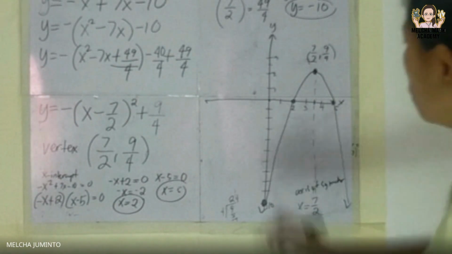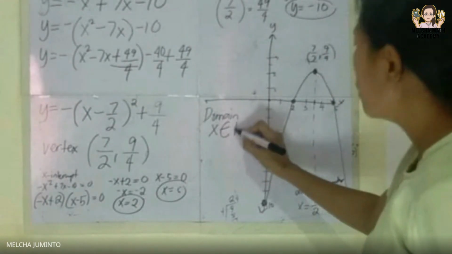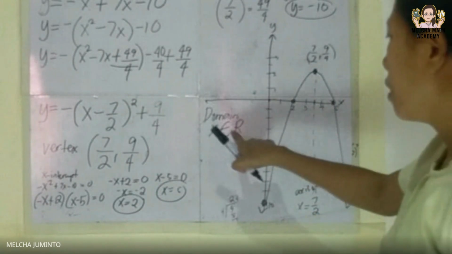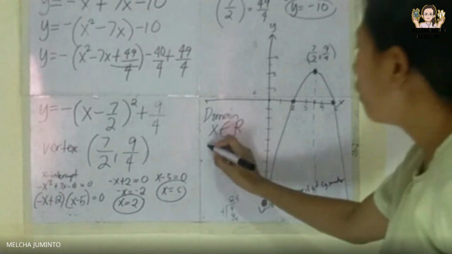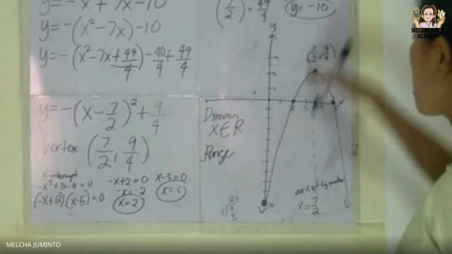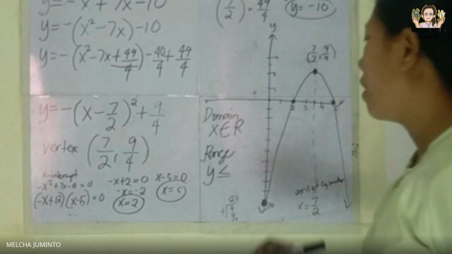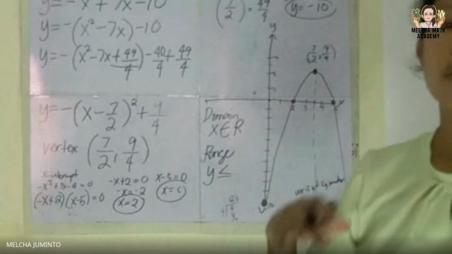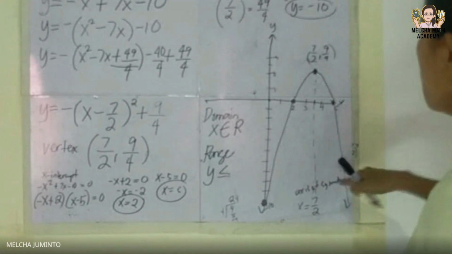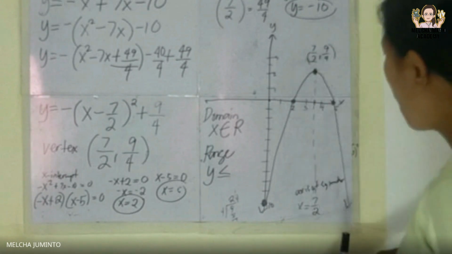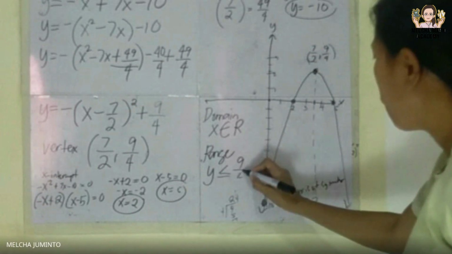You also need to find the domain. Domain is x, elements of real numbers. When you say domain, it is all the real numbers, or all numbers in short, elements of real numbers. For the range, since it opens downward, it should be y less than or equal. A while ago, it opens upward, we use range is y greater than or equal. This time, since it is opening downward, less than, meaning pababa. Okay? And then here, we should include 9 over 4.